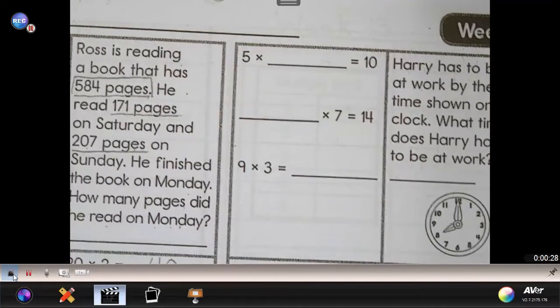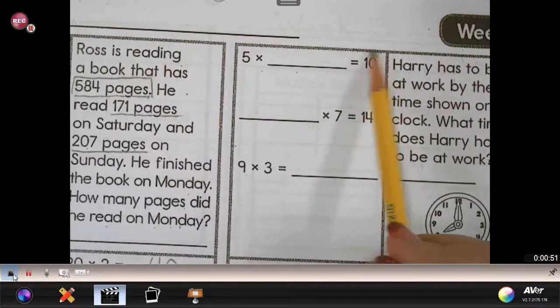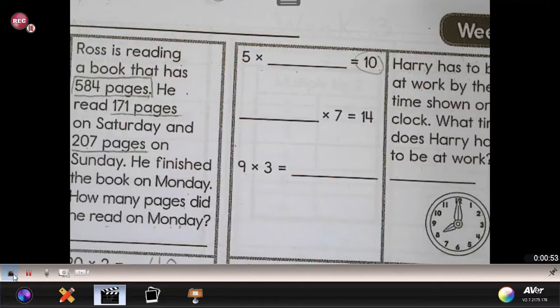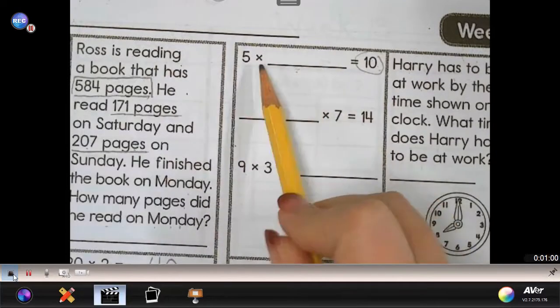So I'm going to use what we've been talking about recently on division, and I'm going to model this using my dry erase board and talk about how the factors are going to set up my model. My first problem is 5 groups of blank equals 10. So my total has already been given to me. I know I have a total of 10 objects, but I don't know how many objects are in each group.